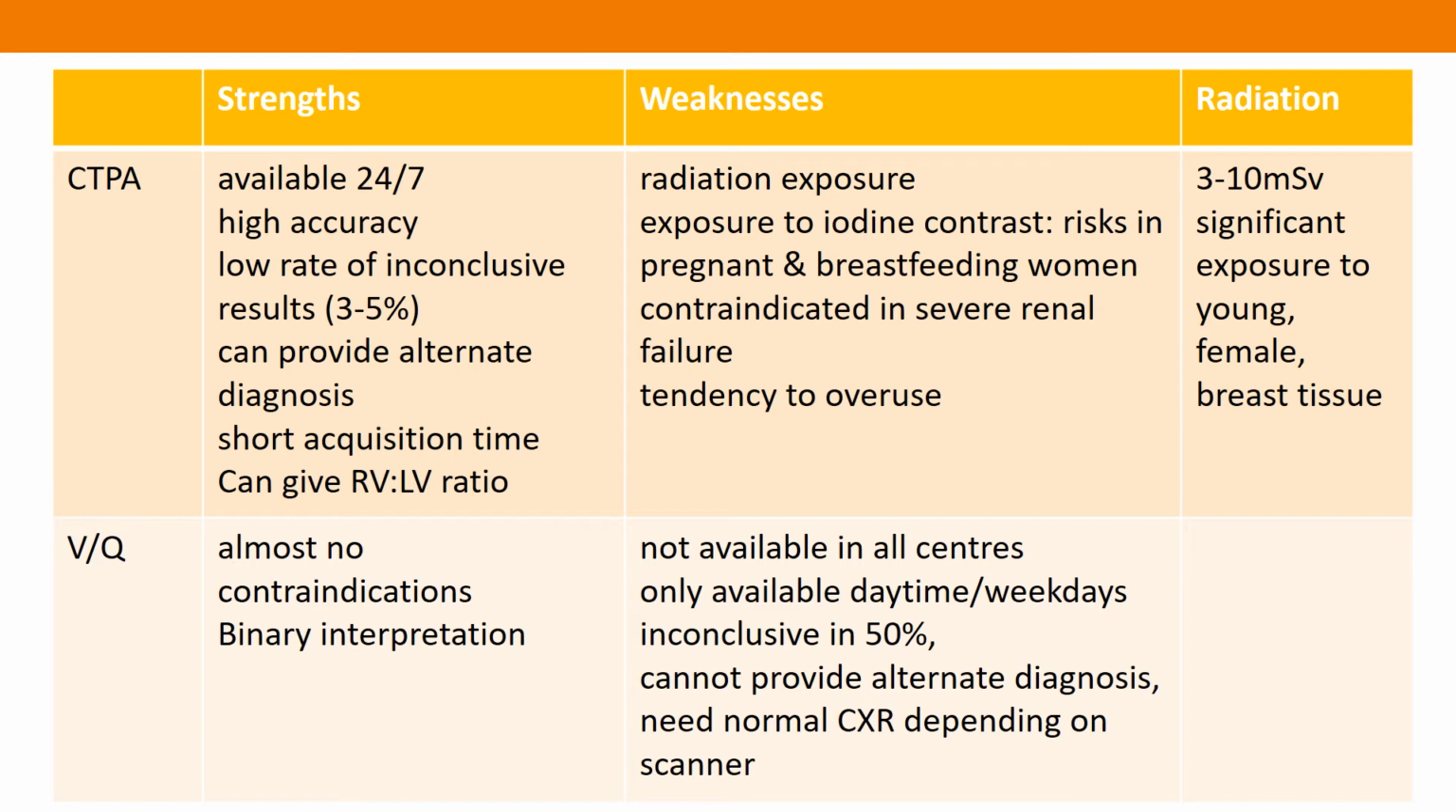VQ scans or nuclear medicine scans, on the other hand, have almost no contraindications, but do have a binary interpretation. So either it is likely the patient has a PE or they don't. The weaknesses in nuclear medicine scanning is it's not available in all centres and often only available in daytime and weekdays, and has a high inconclusive rate, although this does depend on the nuclear medicine radiologist that is interpreting the VQ scan. It cannot provide alternate diagnosis, and on the whole you need a normal chest x-ray depending on the scanner to provide an accurate answer.